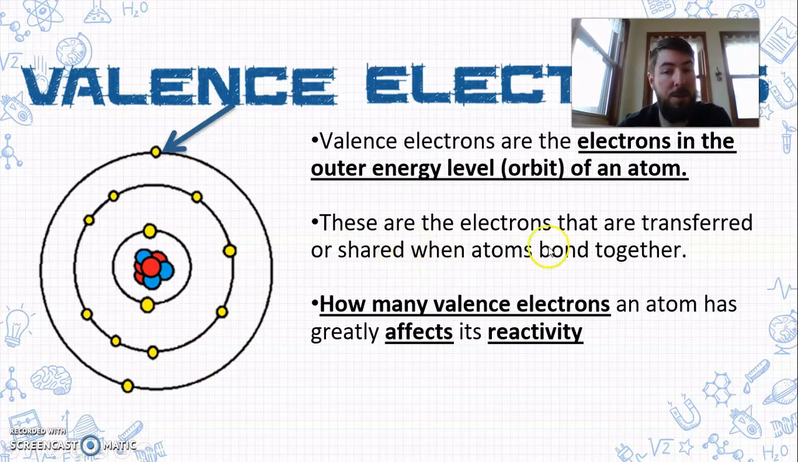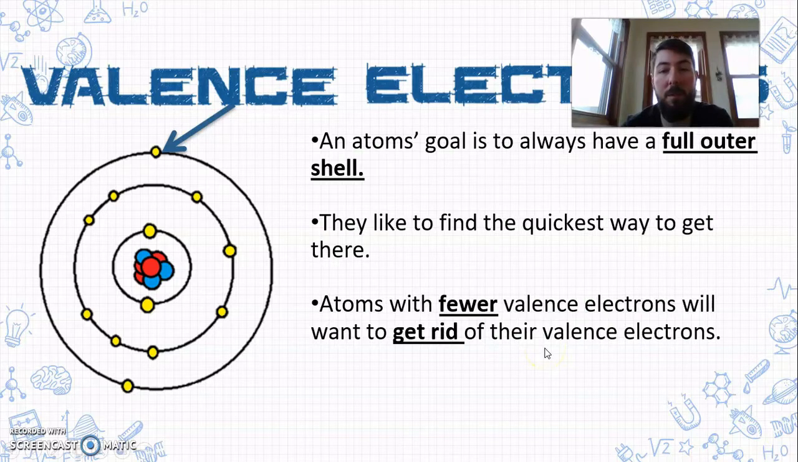These are the electrons that are transferred and shared when atoms bond together. And how many valence electrons an atom has greatly affects its reactivity. An atom's goal is to always have a full outer shell. So usually that means that they want to have 8 electrons on the outside. The exceptions to that are basically the ones at the beginning of the periodic table. So helium, hydrogen, lithium, beryllium, elements like that, they only need to have 2 electrons in their outer shell.